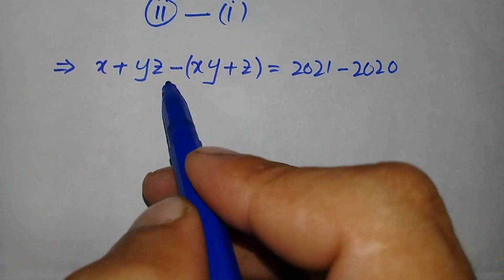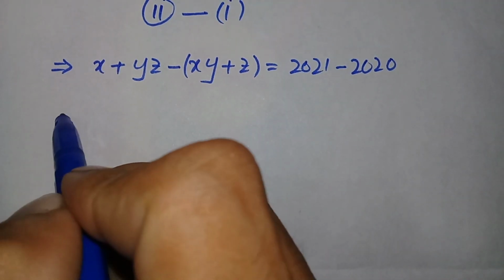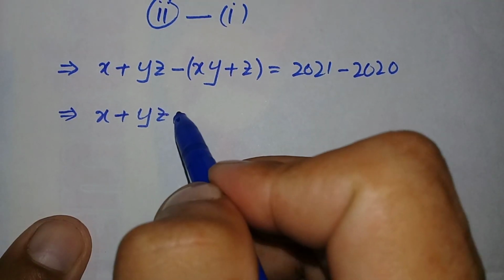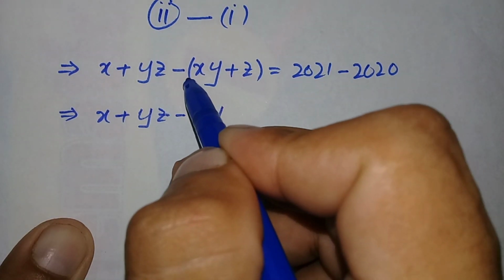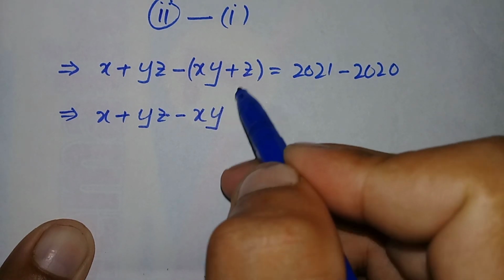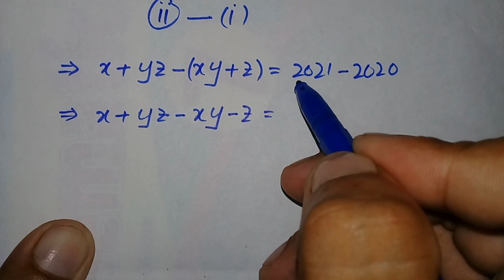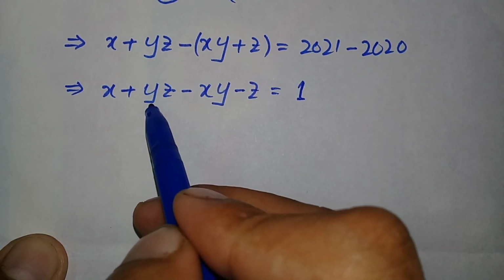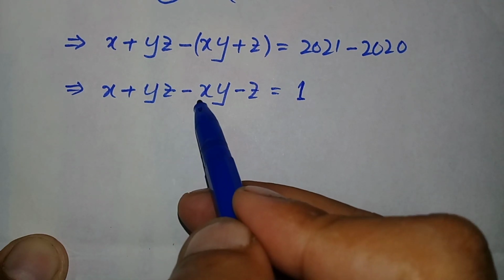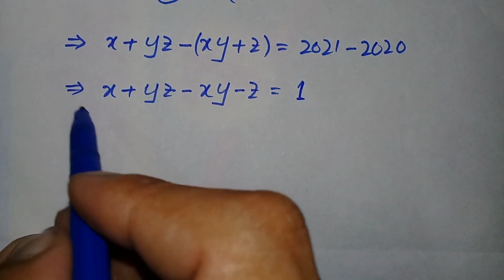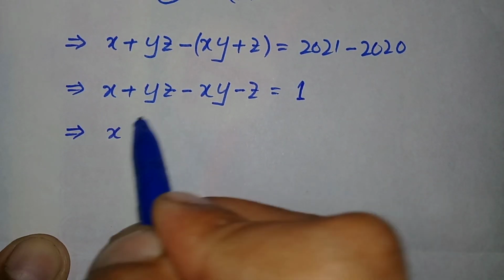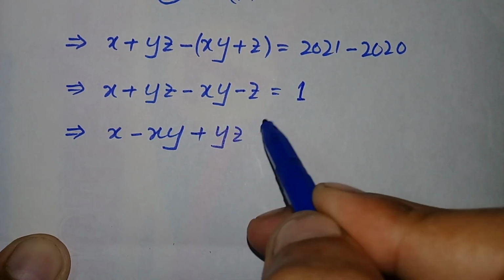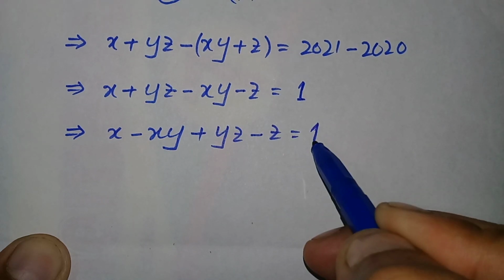Now in the next step we will multiply the negative sign into the parenthesis, so it will become x + yz - xy - z = 2021 - 2020, which gives 1. In the next step we will shift these terms around to take x common from two terms and z common from the other two terms. So it will become x - xy + yz - z = 1.